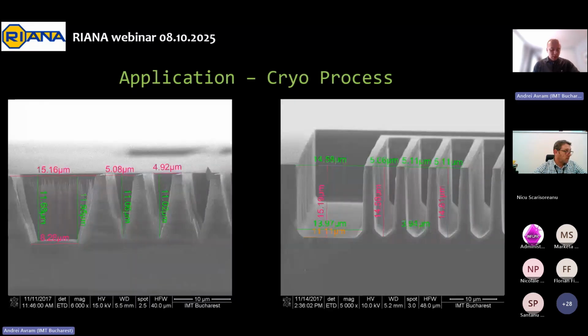Now, a little bit about the cryogenic process. I hope I'm not taking too long. So the cryogenic process is one of my favorites because it allows you a huge range of control over the profiles. And this is an example.